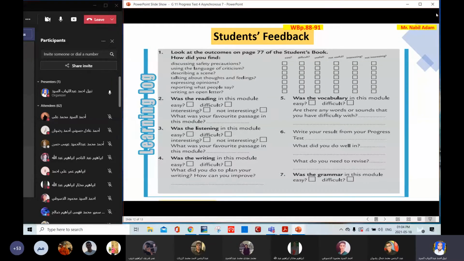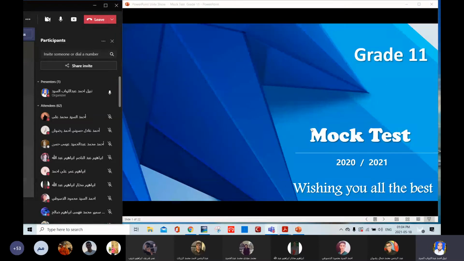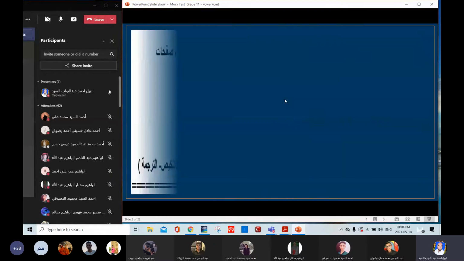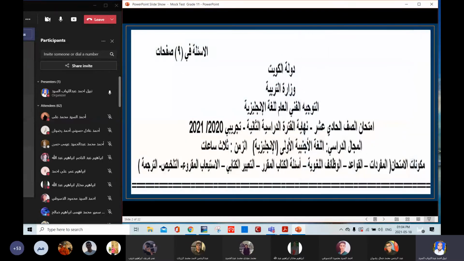Now let's go to the mock test or mock exam. As I told you, this is a mock exam from the ELT supervision. The exam is in 9 pages, and you should have 3 hours to finish it. The exam has different types of questions like vocabulary, grammar, language functions, set book question, writing, reading comprehension, summary making, and translation. Let's start with the first paper.